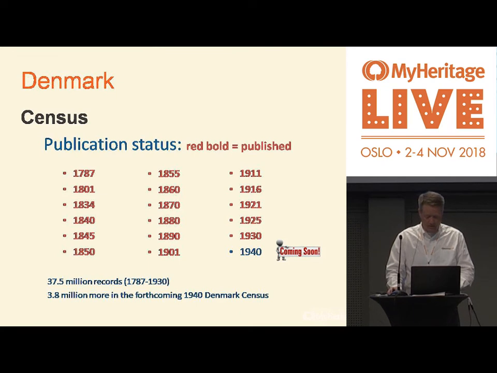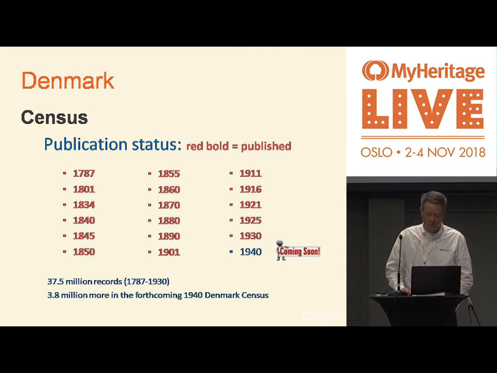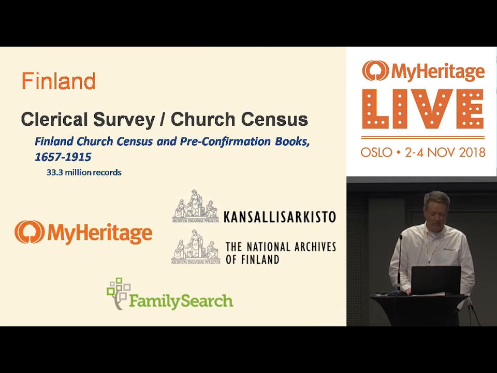Let's come back to the deck. Great, so we talked about census. So the 1940 census, as I think has also been announced, is almost done. It's probably going to be done before the end of the year and published, bringing another 3.8 million records. So when that one's done, we'll be completely caught up with our censuses in Denmark. It's been just an amazing project. This has been about a 5-year project as well. Coming soon. So currently there's 37.5 million records with another 3.8 on its way.